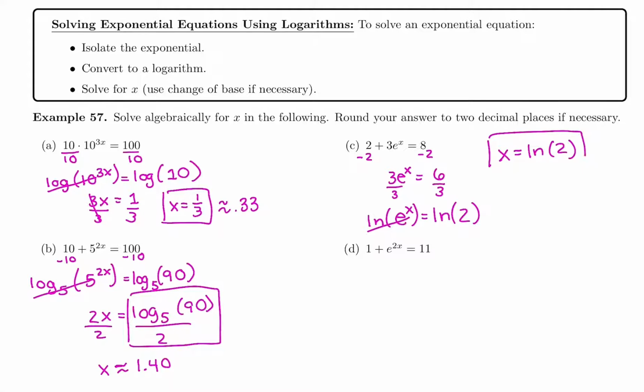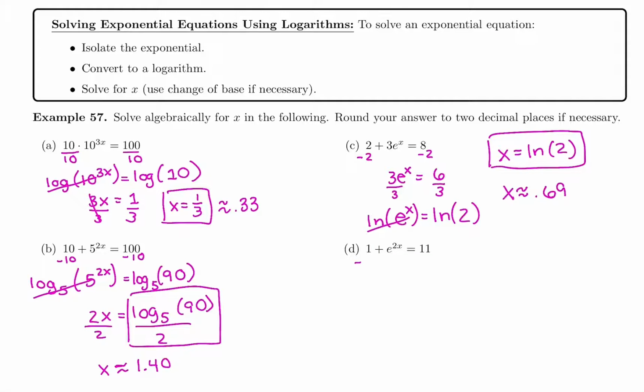There's my exact, and then we want a rounded answer as well. ln of 2 is about 0.69 on my calculator. And again, I would take a second and plug it back in. 2 plus 3 e to the ln of 2 does equal 8. So we know we got it right. We're going to do that one last time.